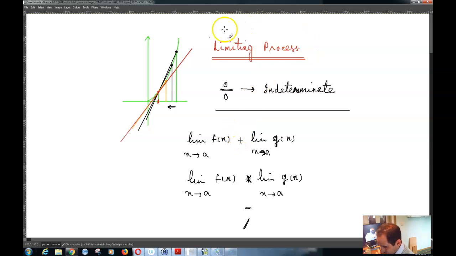And then once we have understood the limiting process in enough detail, we will use it in order to derive some formulas for the derivative. That's what we want to do over here. So let's get started with a couple of examples that will illustrate how the limiting process actually works.